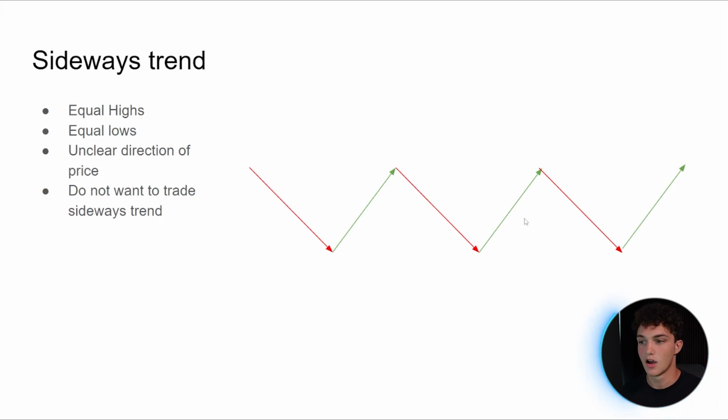It doesn't give a bias on what's going to happen next, which is why we should stay away from finding entries in these sideways trends. If we see it moves down here, moves up here, moves down here, moves up here, we're not going to try to find a way to short it. There's no clear direction. There's no guarantee that it's going to keep moving lower. Maybe it just keeps moving higher. We do not like it when we do not know the direction of the trend. So stay away from sideways trends, guys.